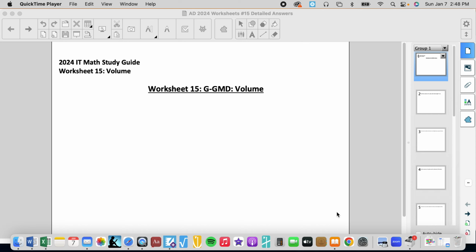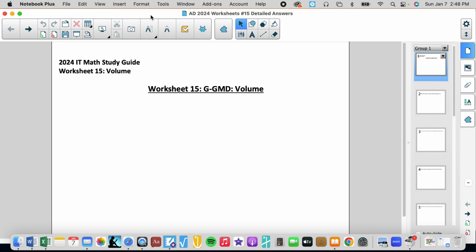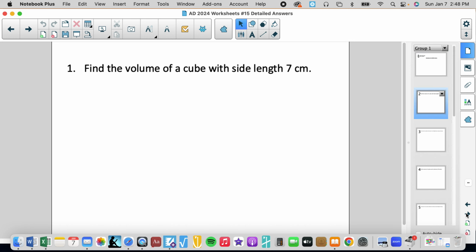This is worksheet number 15 from the mathematics preparation for the Academic Decathlon for 2024. This is the volume practice worksheet. I love volume. Find the volume of a cube with a side length of 7 centimeters.